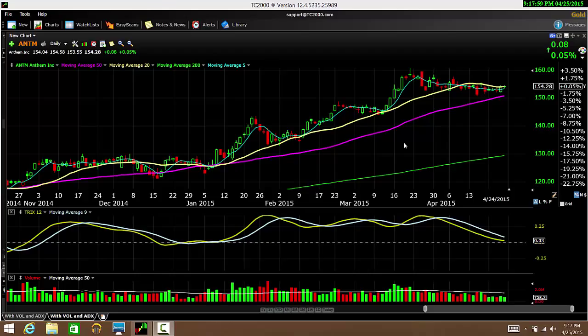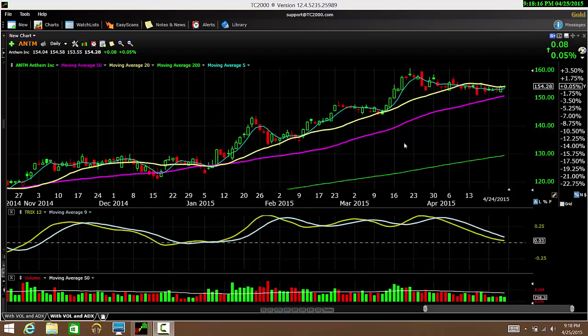TRIX is a momentum oscillator. It was developed by Jack Hudson in the early 80s. And traders use TRIX to generate buy signals. I use it when the oscillator crosses above the center line, or the zero line as most people like to call it. So let's go ahead and look at some examples.